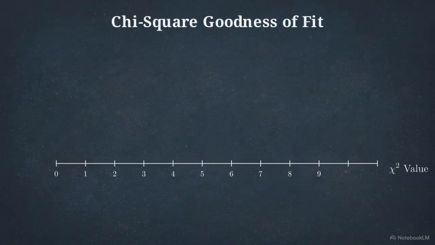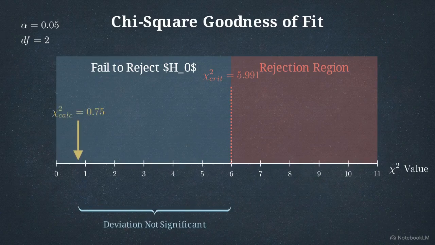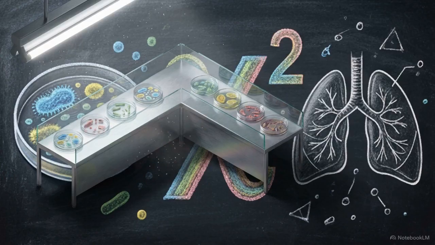At a standard 5% significance level with 2 degrees of freedom, our critical table value is 5.991. We compare our calculated statistic of 0.75 against this threshold. Because 0.75 is far less than 5.991, we fail to reject the null hypothesis. The math proves that the observed biological reality perfectly conforms to the predicted genetic theory.